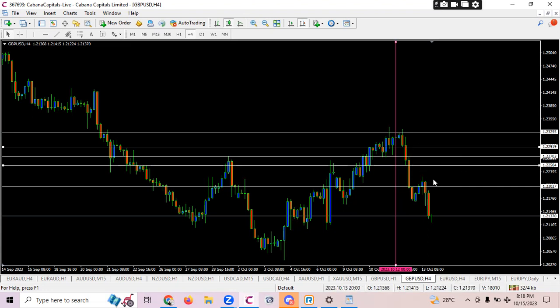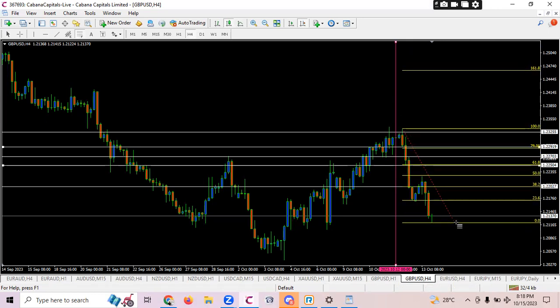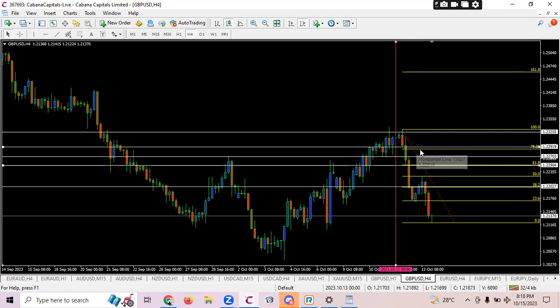Now the question is, which of the fair value gaps should we work with? We need to work with the one that is at a premium level or premium zone. Okay, premium zone. If you want to sell, price needs to be at premium before we consider selling. So we need to apply Fibonacci, from this swing high to this swing low. Can you see it? From swing high to swing low.